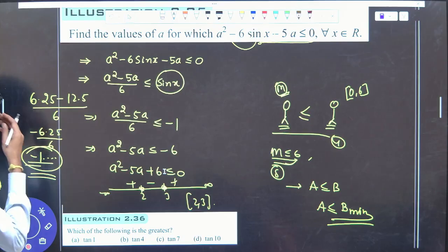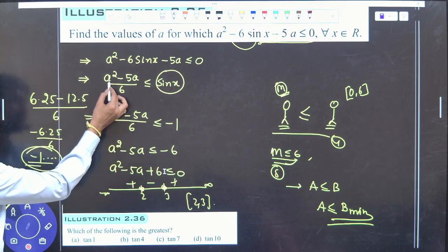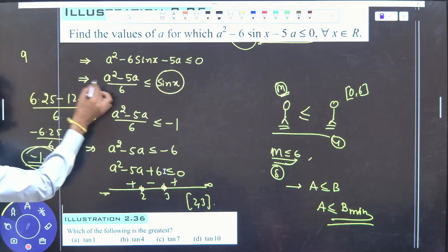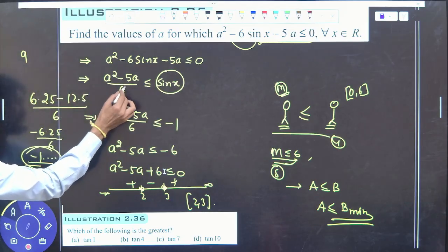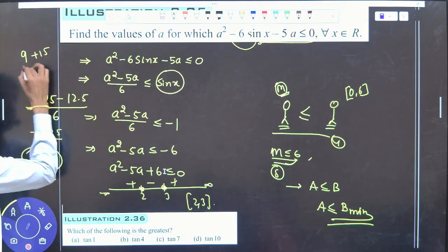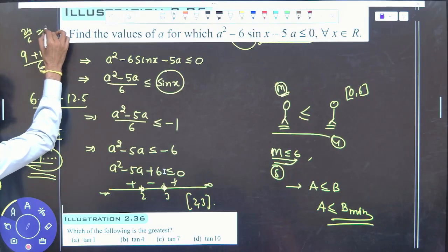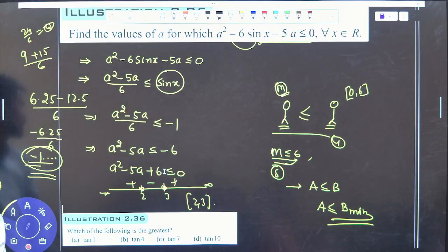Can we take -3? Let's check -3. So put here -3. -3 square is 9. 5 into -3 is -15, and minus of that is plus 15. So 9 plus 15 by 6, 24 by 6, that is 4. Do you think 4 is less than or equal to sin x? No.